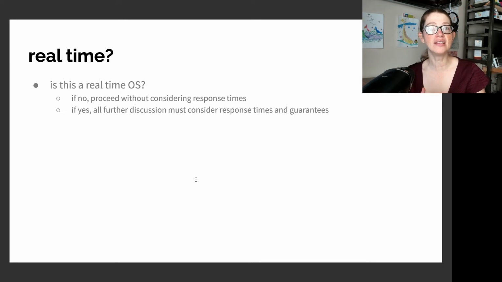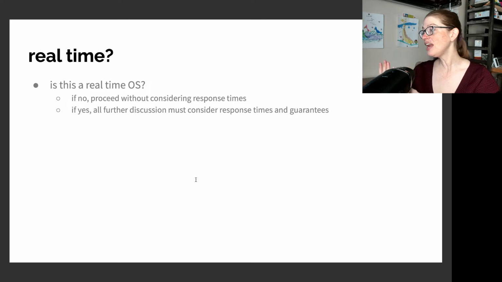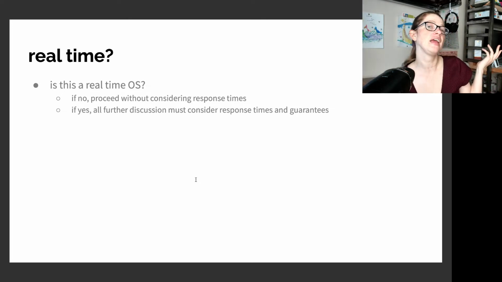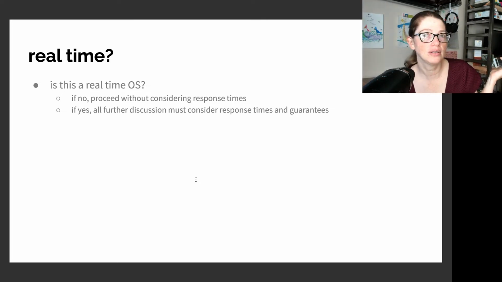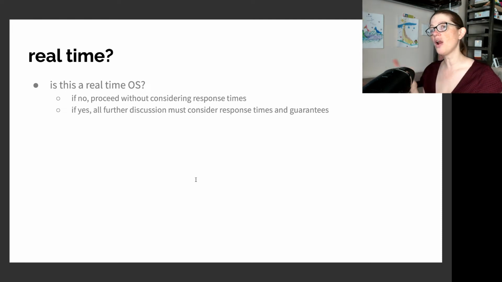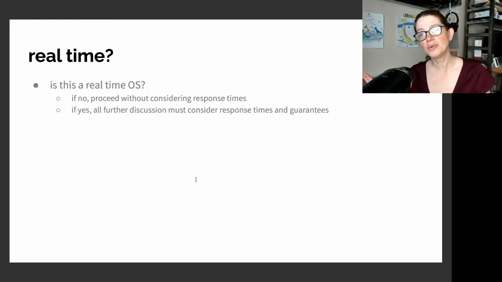Do I need to guarantee that the responses to events happen in a short period of time? If you're writing something like an operating system to play games on your fridge, you don't need it. If I'm writing an operating system to run on my printer, I don't need it to be real time.